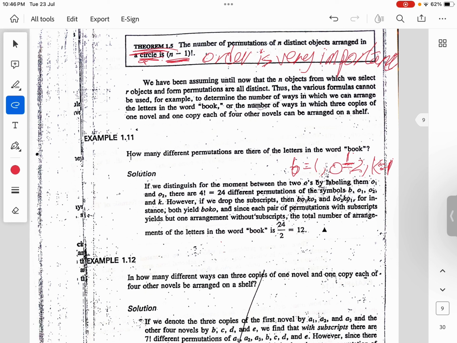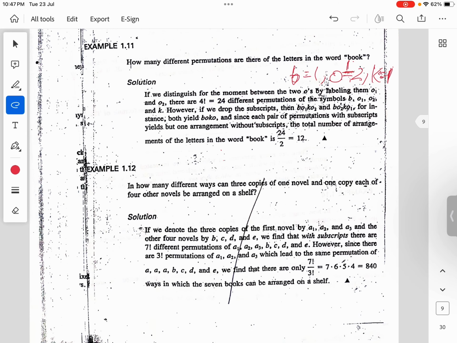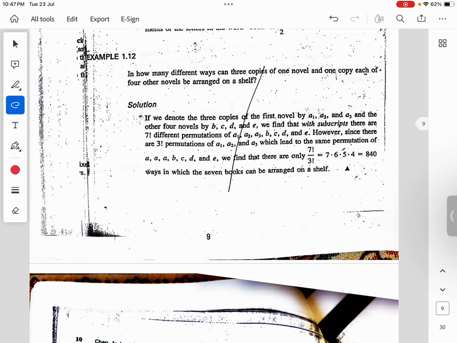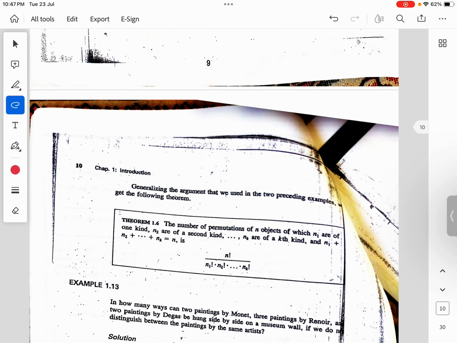We can solve it another way, but first we move to the next theorem. This is why we will use the other theorem. Here, example 1.12 will be omitted. Here, theorem 1.6, which is very important.